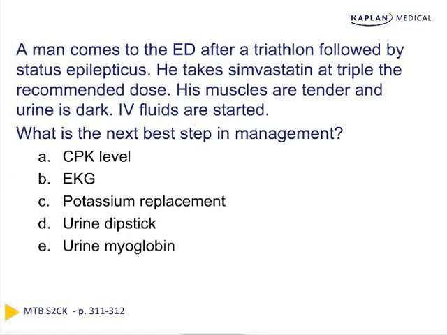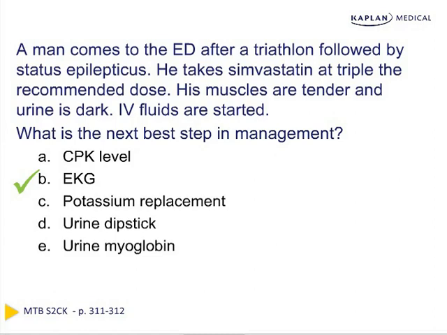So you might be tempted to choose urinalysis because we discussed that as the best first test to diagnose rhabdo. Or you might be tempted to choose urine myoglobin because we discussed that as the most specific test for rhabdo. CPK is another good one because it's usually high in rhabdo. However, when you're faced with the question, what is the next best step in management? The best way to go is to identify potentially life-threatening complications and address those first. Therefore, the correct answer in this question is to obtain an EKG.